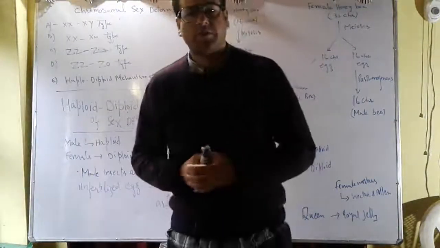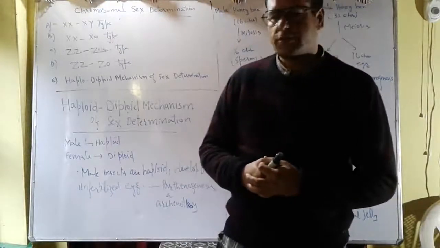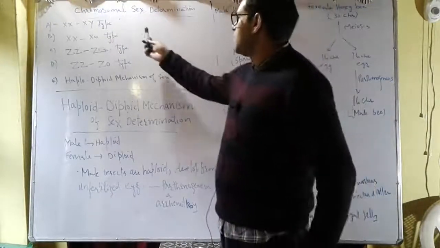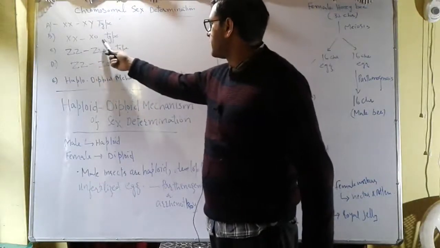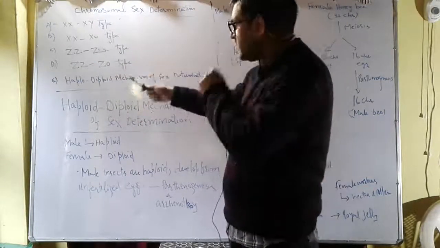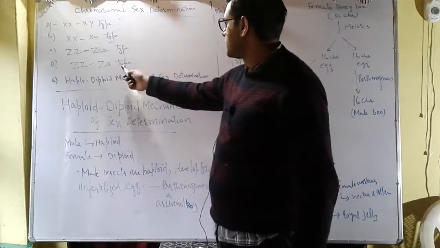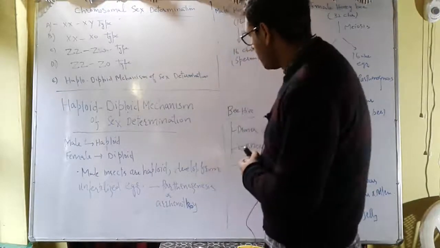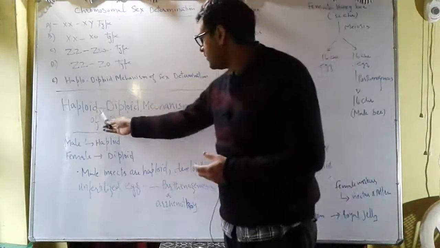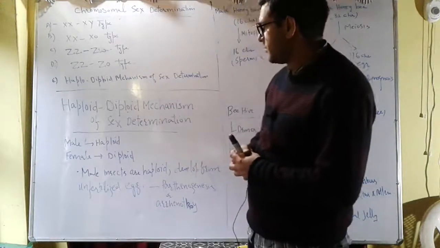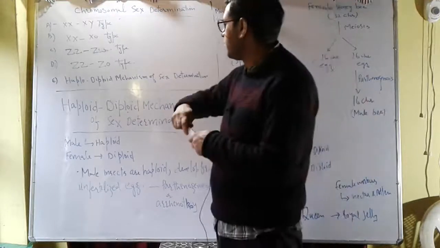We are discussing the chromosomal determination of sex. So far we have discussed one type, that is XX-XY type, XX-XO type, ZZ-ZW type, and ZZ-ZO type. Today we will talk about the haplodiploid mechanism of sex determination. These four we have already discussed.